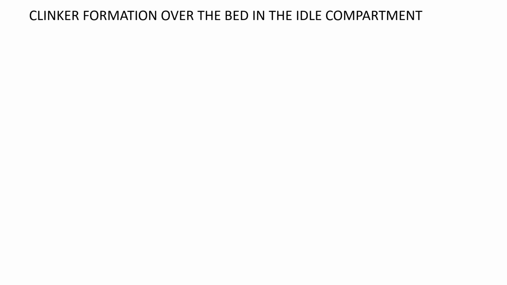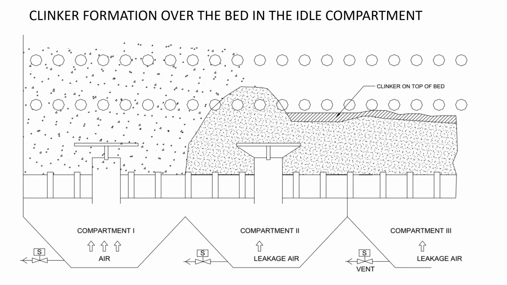Clinker formation over the bed in the idle compartment, you can see in the figure. In the figure, the idle compartment is there, and over that you are able to see the clinker formation. And there are air vent walls, so you can use the air vent walls so that they can be opened if the compartment is idle and the dampers are passing.